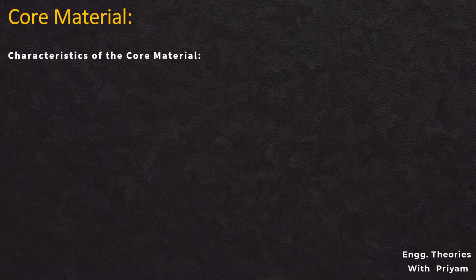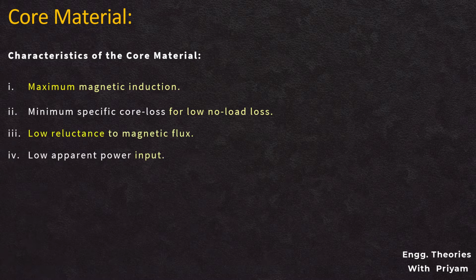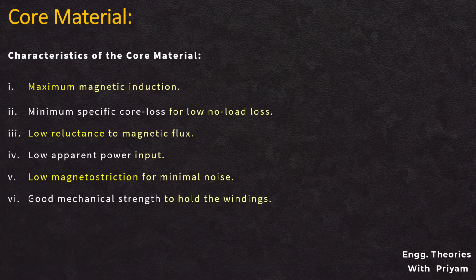For the construction of the core, at first we need to choose the core material. The following factors affect the selection of the core material: maximum magnetic induction, minimum specific core loss for low no-load loss, low reluctance to magnetic flux, low apparent power input, low magnetostriction for minimal noise, good mechanical strength to hold the windings. Let's see the material for the construction of the core.